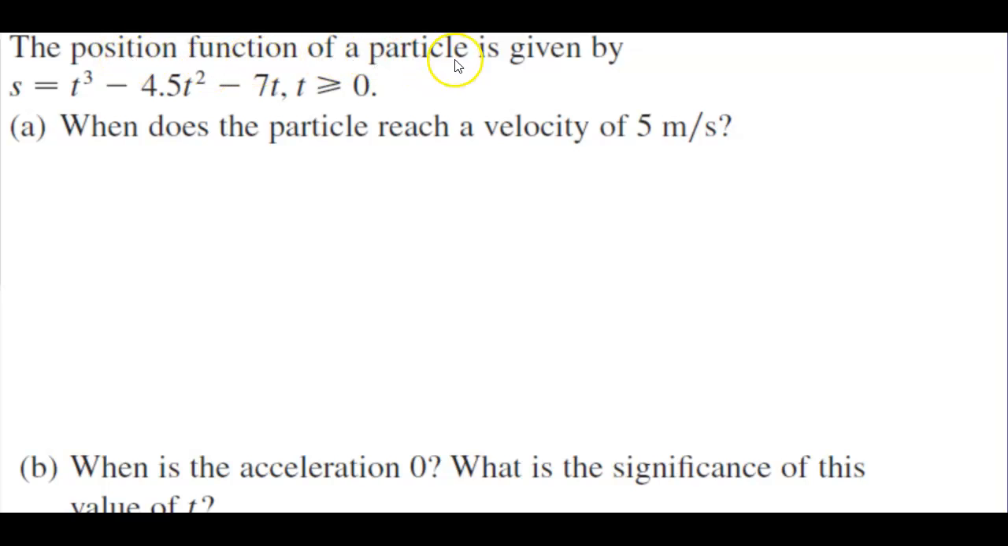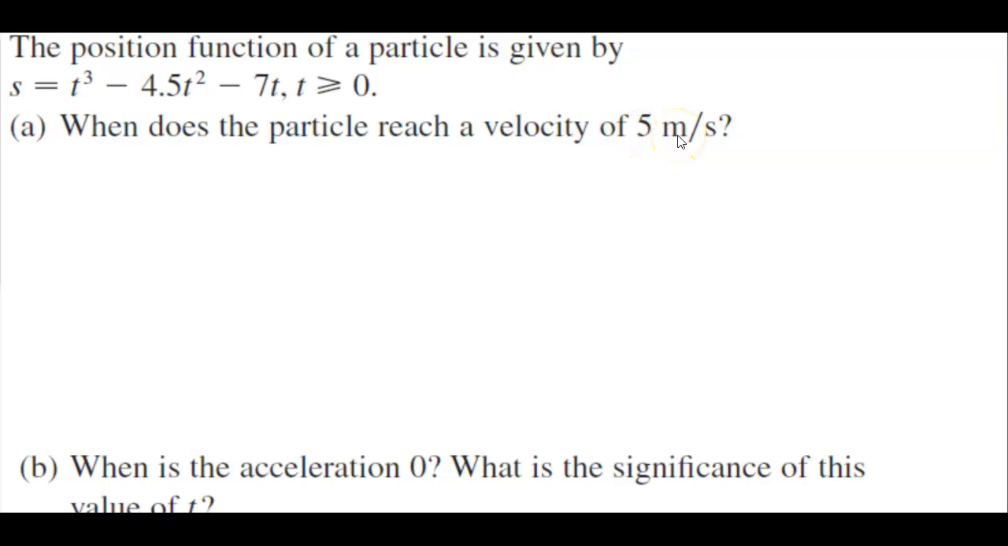The position function of a particle is given by s equals t cubed minus 4.5t squared minus 7t, where t is greater than or equal to 0. So when does the particle reach a velocity of 5 meters per second?